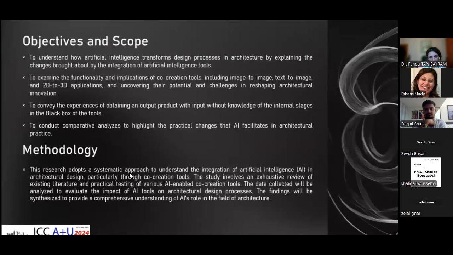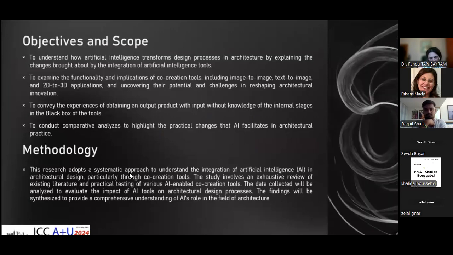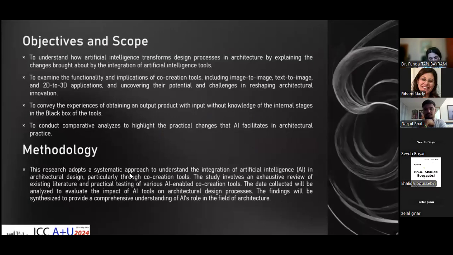This study aims to explore how AI changes architectural design processes by looking at the impact of integrating AI tools. Investigate co-creation tools like image-to-image, text-to-image, and 2D to 3D applications, assessing their potential and challenges in shaping architectural innovation. This research adopts a systematic approach to understand the integration of AI in architectural design, particularly through co-creation tools. The study involves a comprehensive review of existing literature and practical testing of various AI-enabled co-creation tools. The data collected will be analyzed to evaluate the impact of AI tools on architectural design processes. The findings will be synthesized to provide a comprehensive understanding of AI's role in the field of architecture.